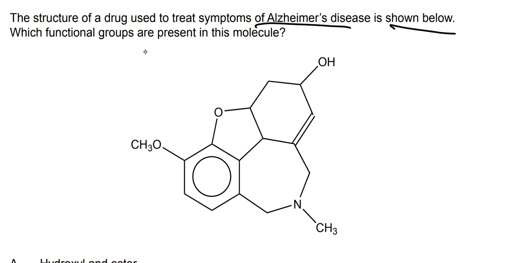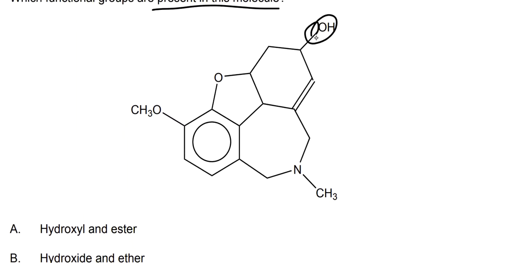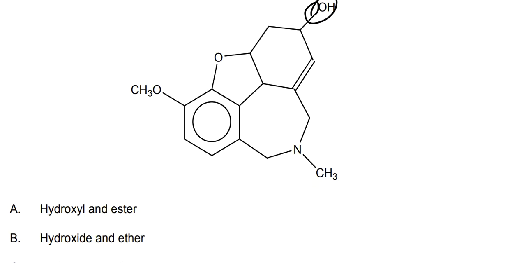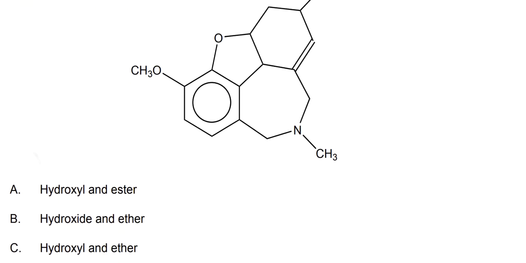The structure of a drug used to treat symptoms of Alzheimer's disease is shown below. Which functional groups are present in the molecule? So here we do have the hydroxyl group right here, and ester group, yes, we do have it here. So this seems, no, we don't have an ester group. This is an ether group, I believe. Esters and ethers are really confusing, and I actually don't know the difference myself.